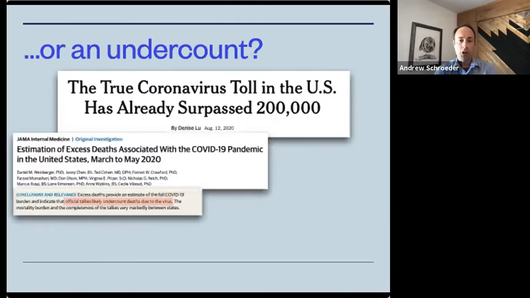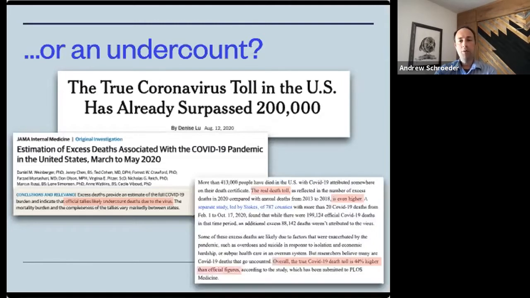An article in the Journal of the American Medical Association similarly argued that the official tally is a significant undercount. And a more recent article quantified that by suggesting that the true COVID death toll was 44% higher than what the CDC was claiming. So what's going on right here? What is leading people to argue that the CDC is significantly undercounting the number of COVID deaths?